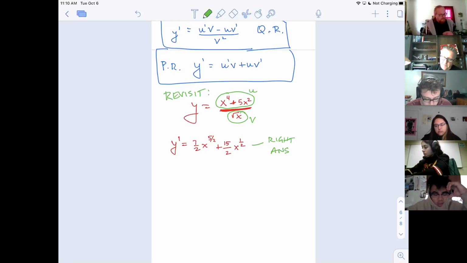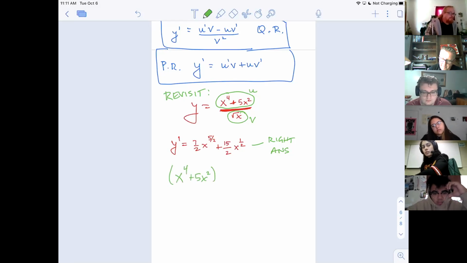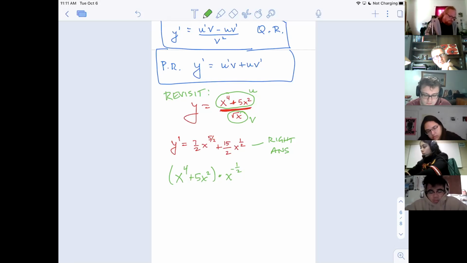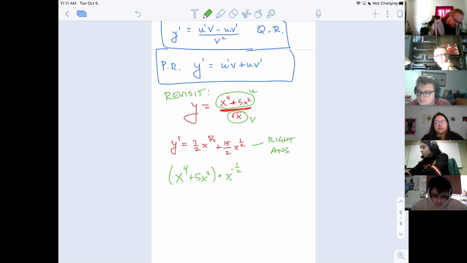In other words, what Martin is saying is, couldn't I rewrite this as x to the 4th plus 5x squared, but then just take x to the -1/2 and move it up to the top. I'm sorry, x to the +1/2 on the bottom, move it to the top as x to the -1/2. Now it's junk times junk, and I could use the product rule. That's a great question. The answer is yeah, you can. And part of the reason you even said that is because you're thinking the product rule is nicer. And so, yeah, that's an awesome question.